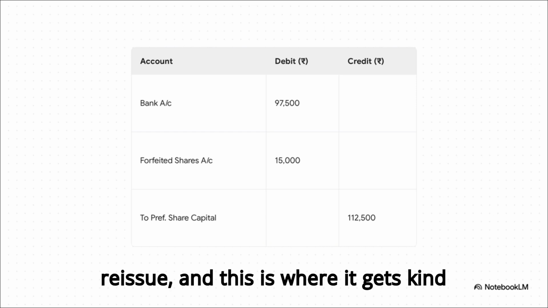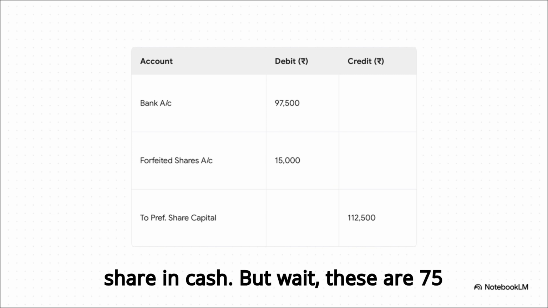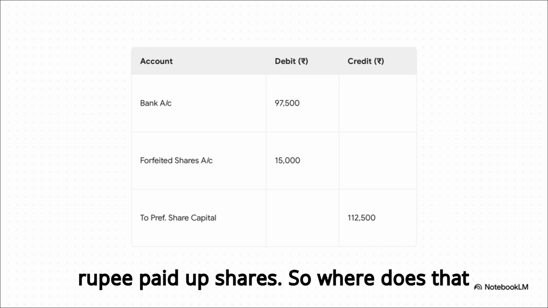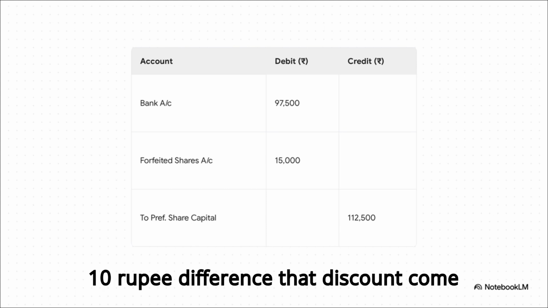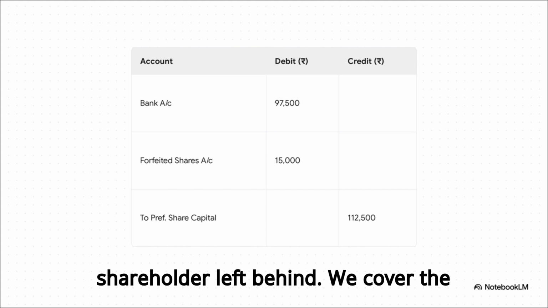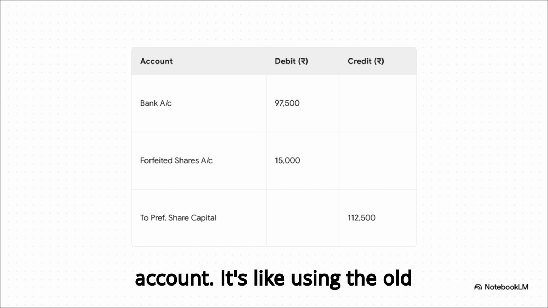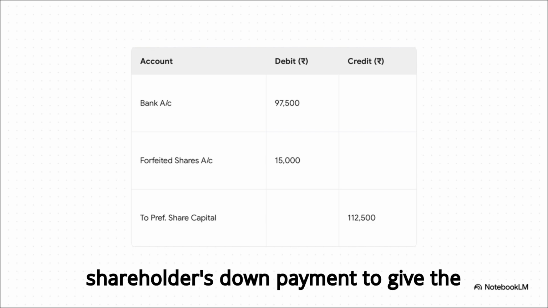Now for the reissue, and this is where it gets kind of cool. The company gets 65 rupees per share in cash. But wait, these are 75 rupee paid up shares. So where does that 10 rupee difference, that discount, come from? It comes from the money the first shareholder left behind. We cover the discount by debiting the forfeited shares account. It's like using the old shareholder's down payment to give the new one a deal.